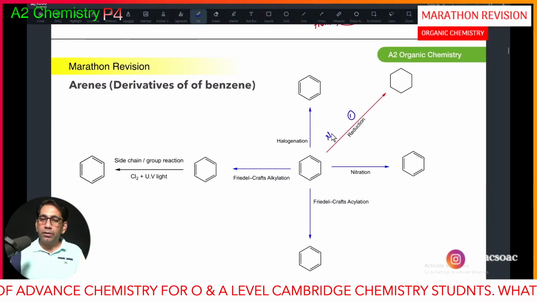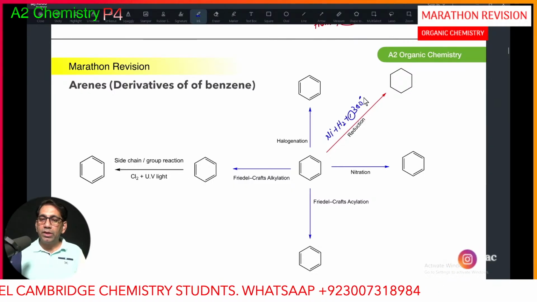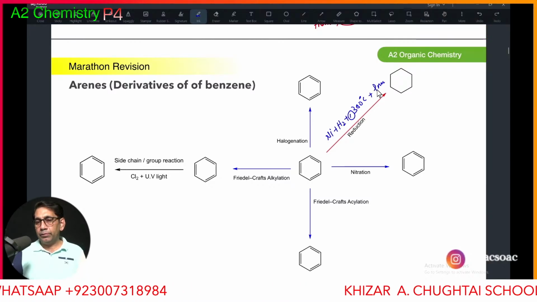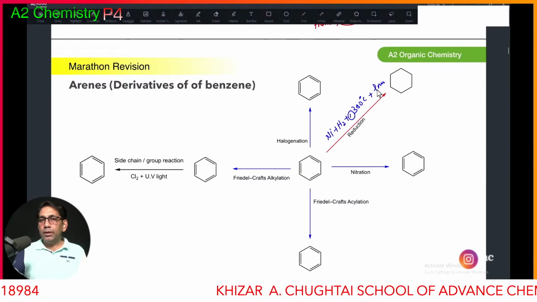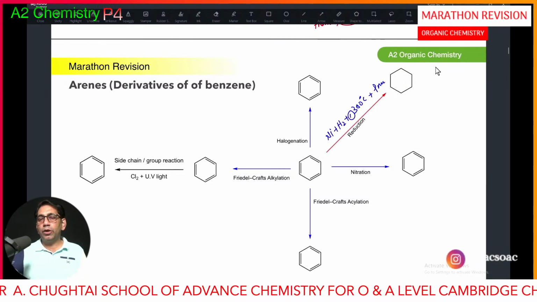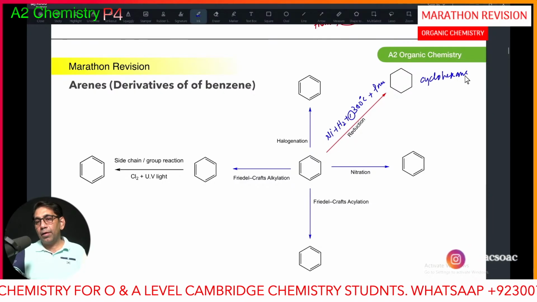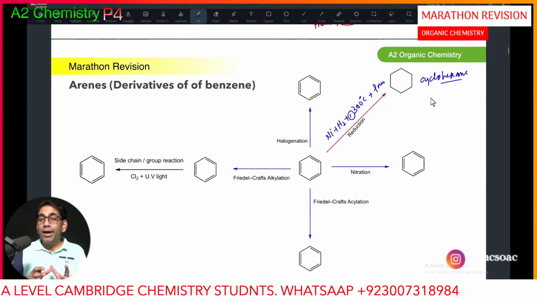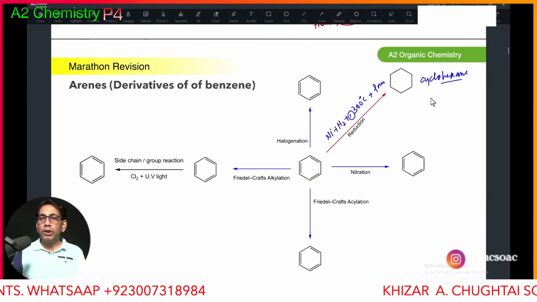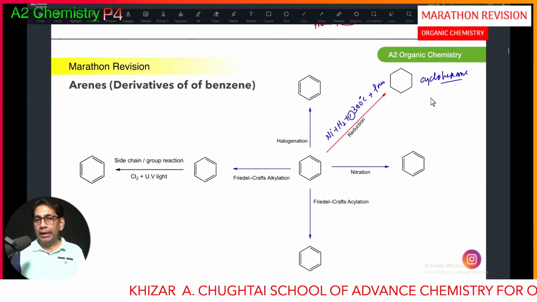If I add nickel plus hydrogen, heat it at 300 degrees Celsius, and add pressure as well, then under such conditions the carbon-carbon double bond network is broken and it changes simply into cyclohexane. This is called reduction, addition of hydrogen. This is a unique reaction of the benzene ring. Benzene is not an alkene.